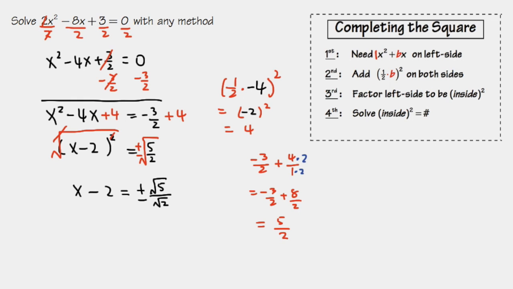At the end, I will just add the 2 on both sides, right? So it seems like our answer is x equals 2 plus minus square root of 5 over square root of 2. And so far so good, right? It seems okay. However, there's a small detail. We should not have an irrational number in the denominator.